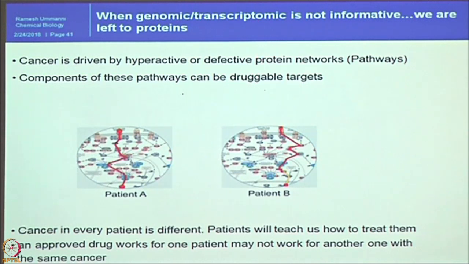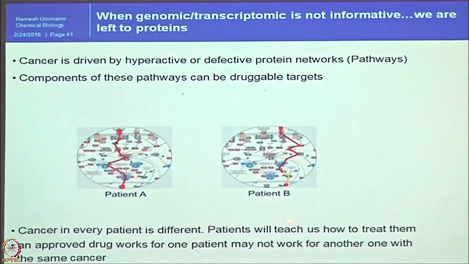When genomic and transcriptome data are not informative, we are left only with proteins. When doctors don't have any genomic or molecular diagnostic information, by analyzing the proteins they can decide what kind of drugs can be given to the patient. Cancer in every patient is different. Definitely, patients will teach the doctors what kind of treatment they should receive.